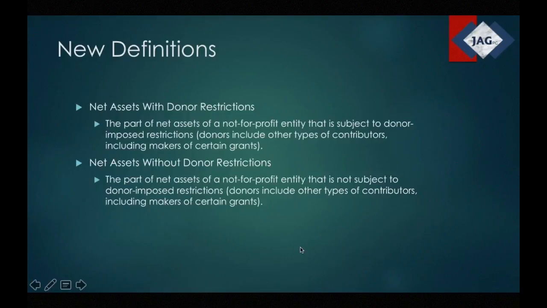So they have some new definitions for these, and this is really where I kind of like what they've done. The first is net assets with donor restrictions. It's the part of net assets of a not-for-profit entity that is subject to donor-imposed restrictions. And then they added this in, which is what I really prefer. Donors include other types of contributors, including makers of certain grants. The word grant previously was not in the definition.